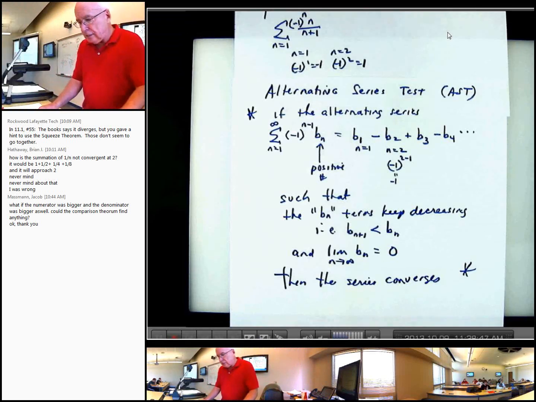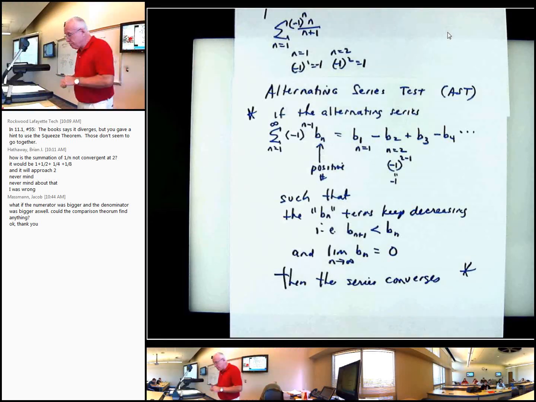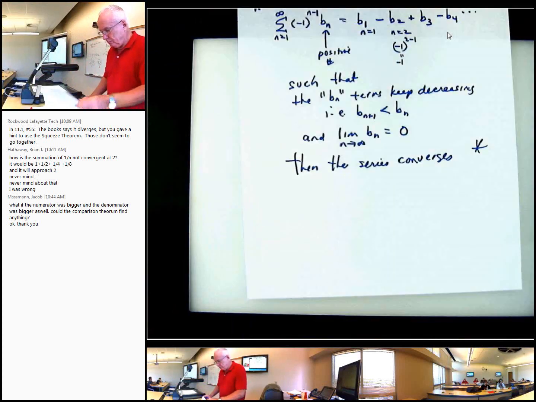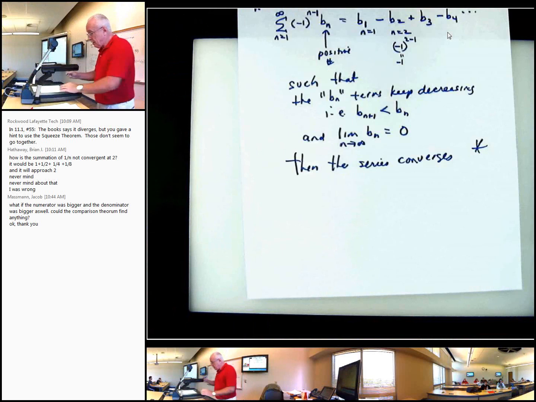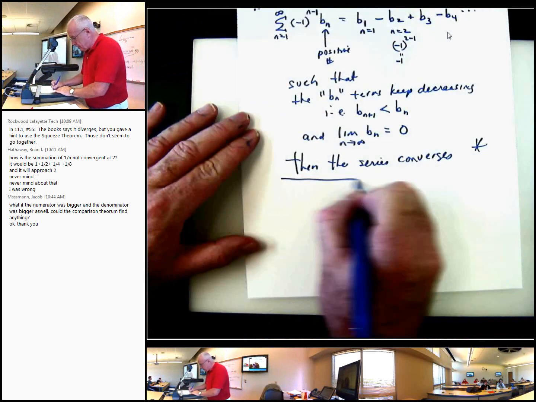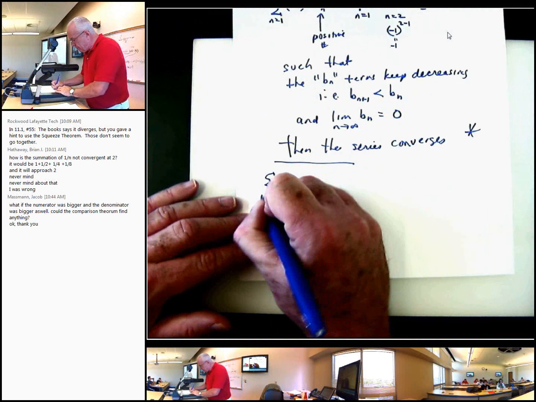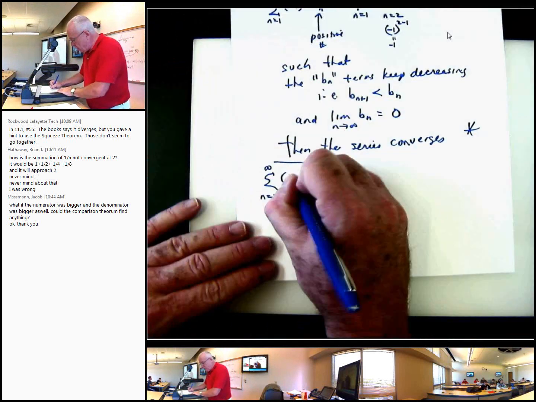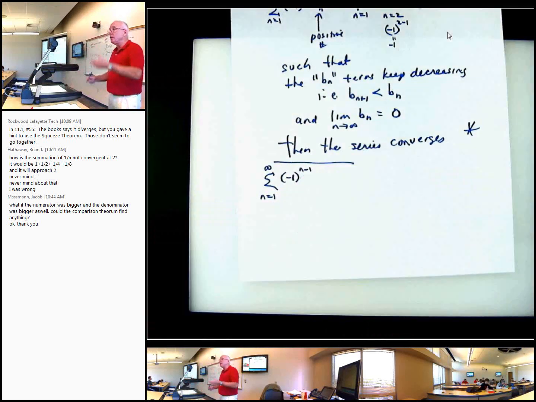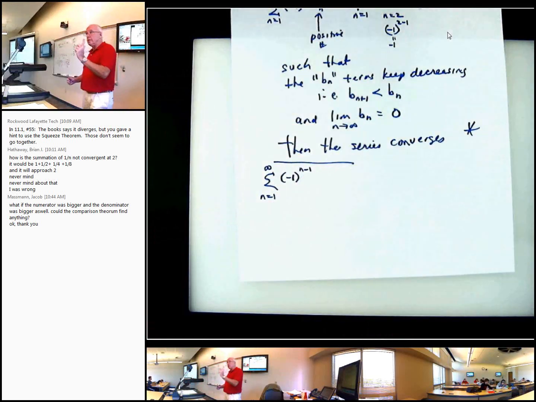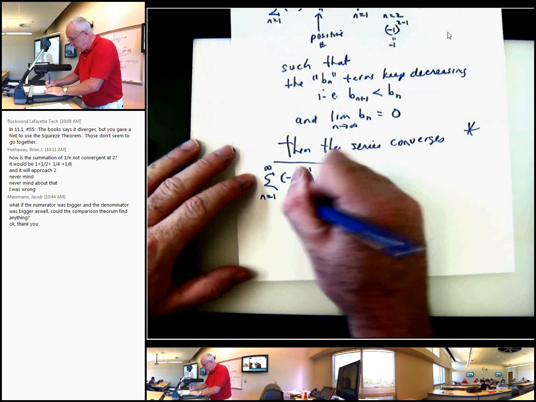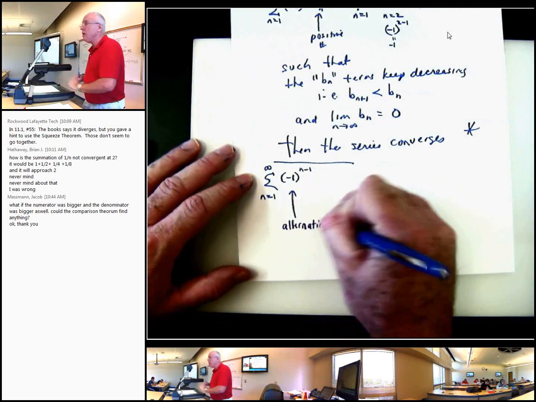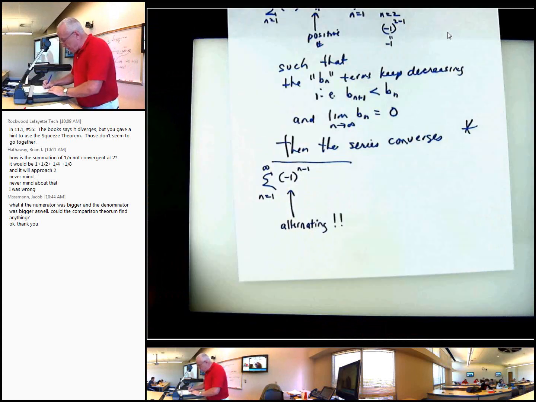All right, let's just see if we can get a couple of examples in here of this test. Let's look at this one here. The sum as n goes from 1 to infinity. Now right here we have our minus 1 to the n minus 1. That kind of thing is your clue that you have an alternating series. And then that's being multiplied by 1 over n.